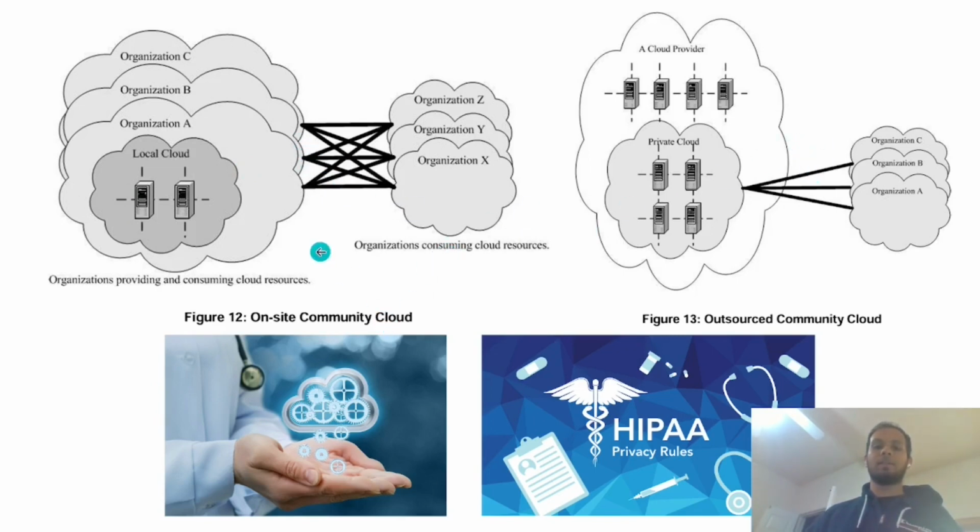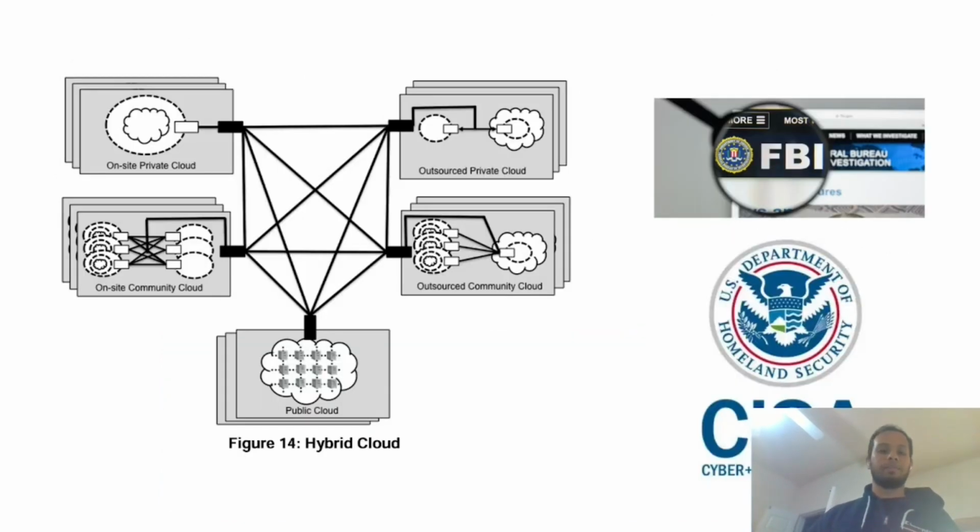An example is how healthcare institutions and research institutes who follow the HIPAA privacy rules can actually use cloud computing services and share different data and resources. In this case also, if the infrastructure is deployed within the community's data centers, it's on-site. If it's deployed using cloud providers, then it's outsourced. Also, the cloud management here can be done using internal or external entities.